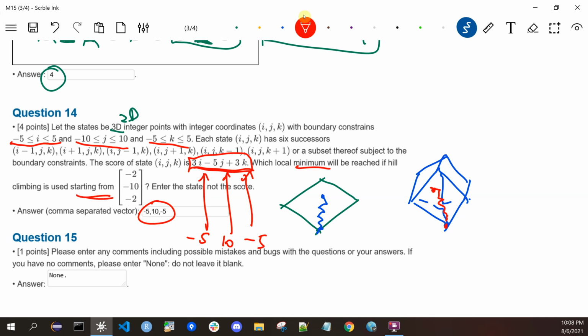And again, it doesn't matter where we start, since I think it's easier to visualize on the plane. No matter where we start, if we do hill climbing, we will always go in the direction of the global minimum, and the global minimum is one of the corners.